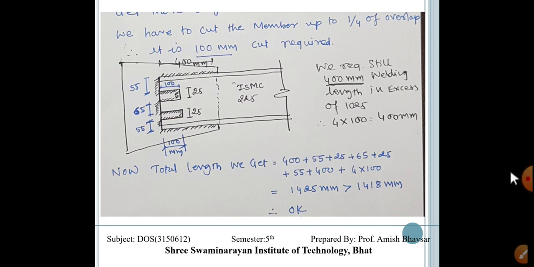So dear student, whenever we have this kind of situation, we have to cut the member in a symmetrical position with any dimension. You can choose any dimension over here. Here I have taken 25, so you can take 30, and accordingly these dimensions will keep changing. After all, this is ISMC 250, so its depth here should be maintained. Clear? So I think the whole welding connection is covered over here, and you can understand the whole thing.